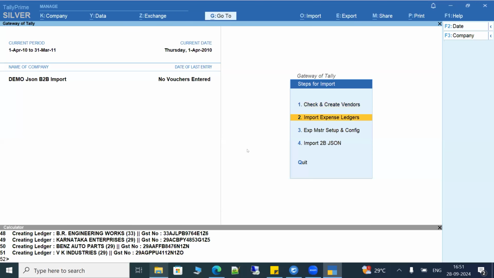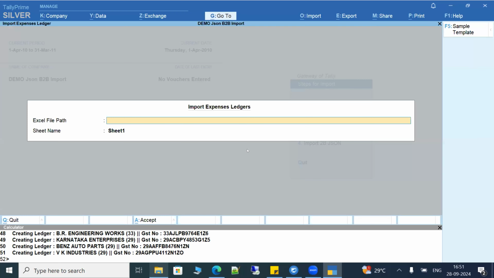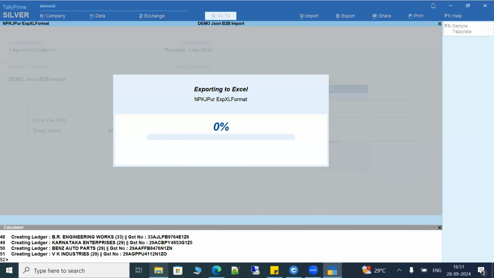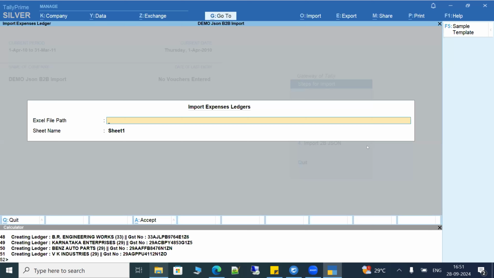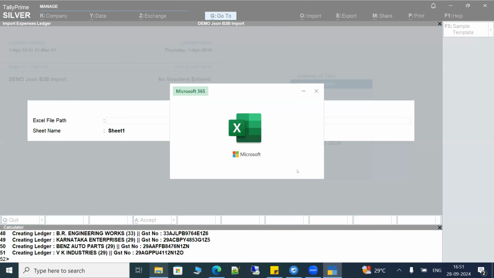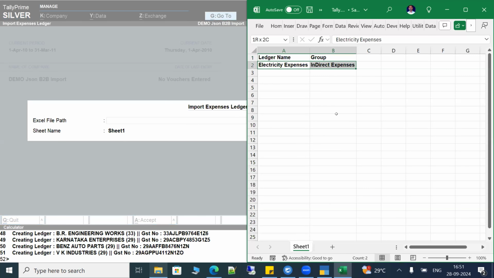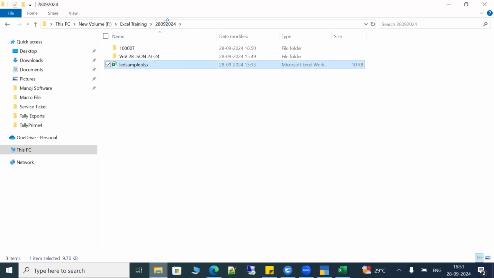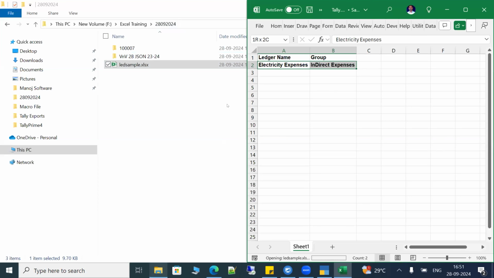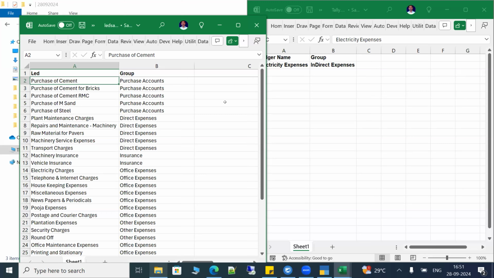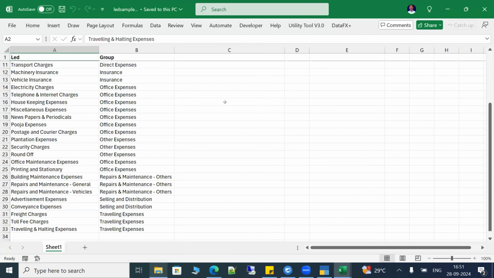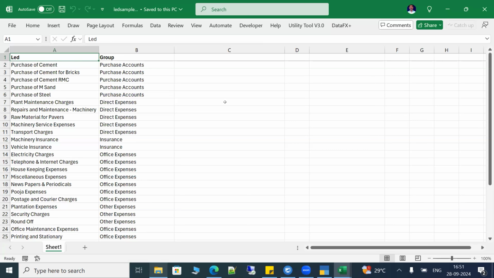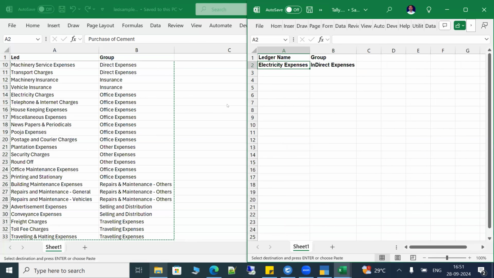Once this is done, the second thing is expense ledgers. Then we'll have to create some expense ledgers. For this, I have already given a sample template here. If you click that, a sample template will come automatically. I already have some sample expense ledgers. See here, I have around 33 expense ledgers. I'm copying this to this template.